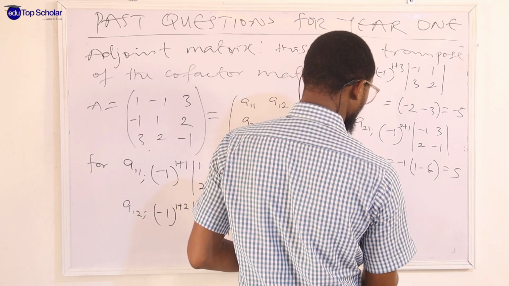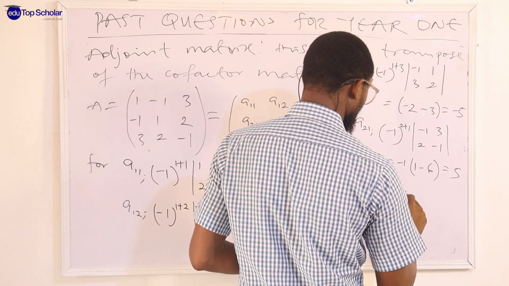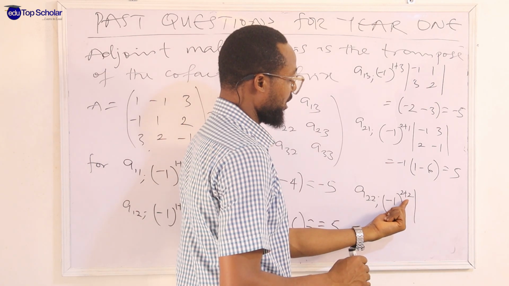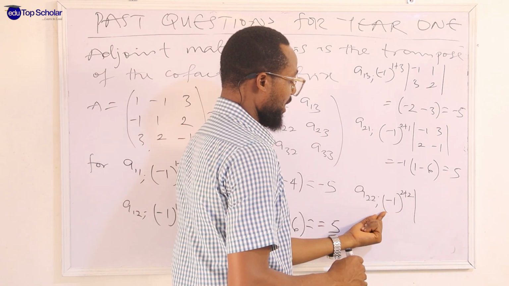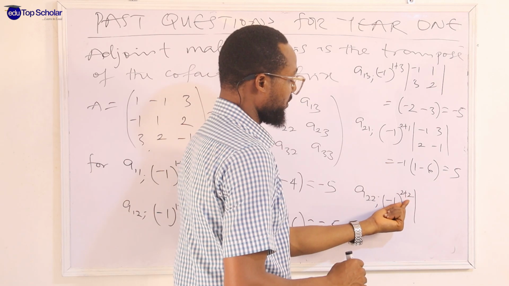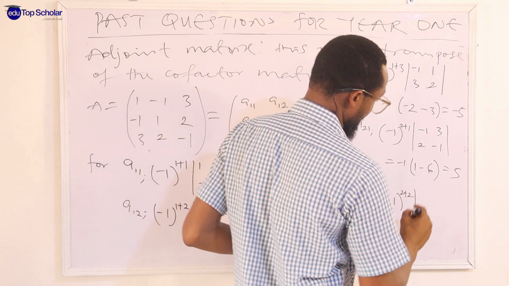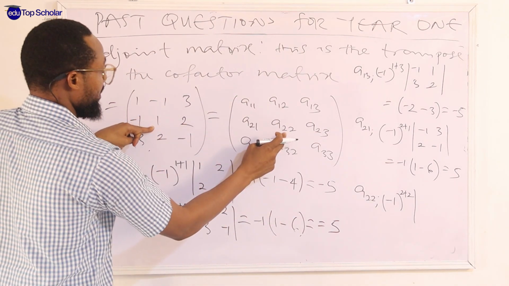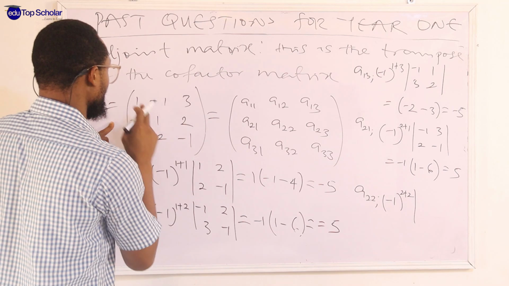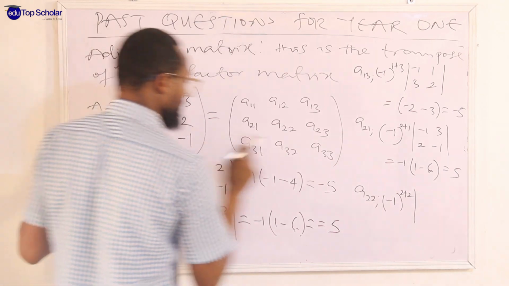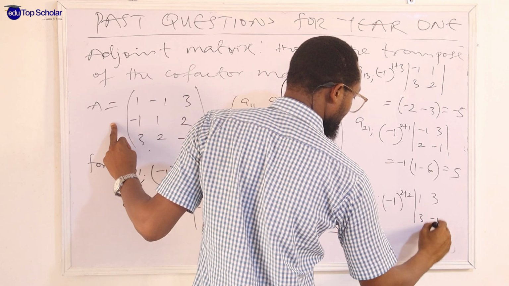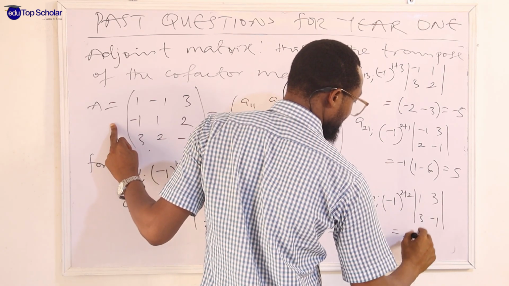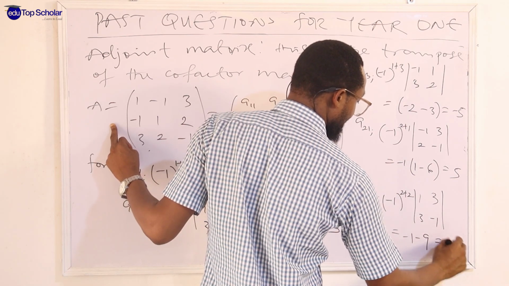For A22 we have minus 1 raised to power 2 plus 2. So as the exponent, the power alternates. For even we have addition, we have positive sign, and for odd we have negative sign. Now in this case, this is A22, so we delete this and this. We are left with the 2 by 2 matrix 1, 3, 3, minus 1. And this will give us 1 by minus 1, we have minus 1, minus 9. This will be minus 10.